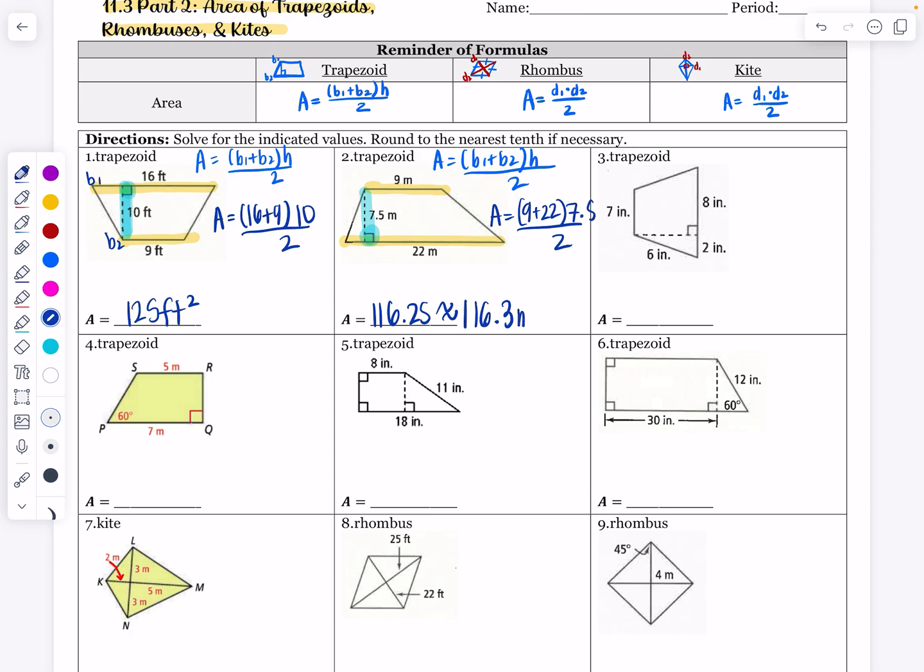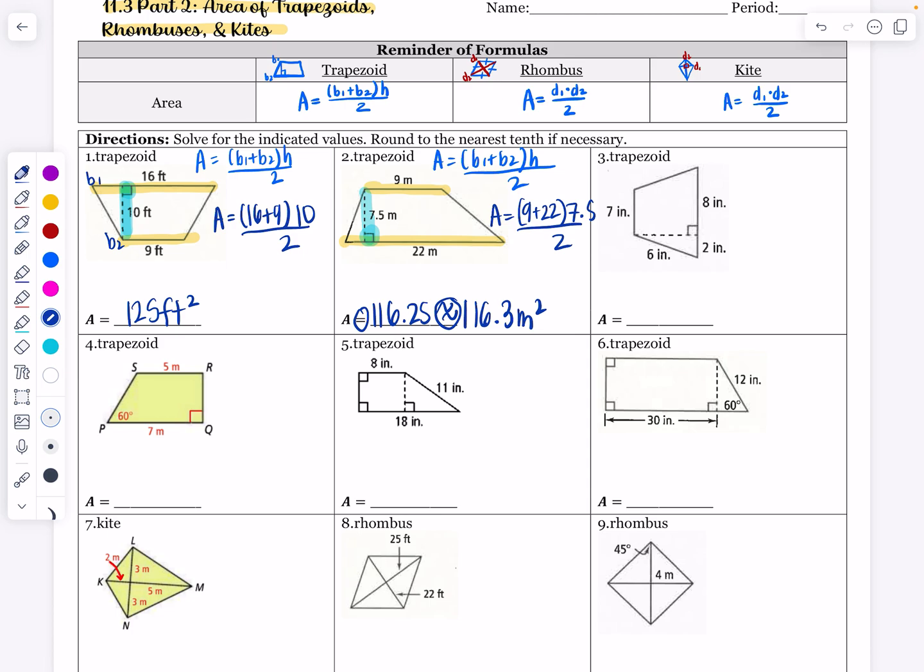116.3 meters squared would be my rounded area. So this is my exact area, and this is the approximated or rounded area. That's how much space is on the inside of that shape. So just a little bit less space than the previous trapezoid on this trapezoid problem.